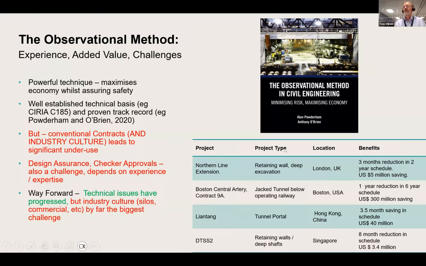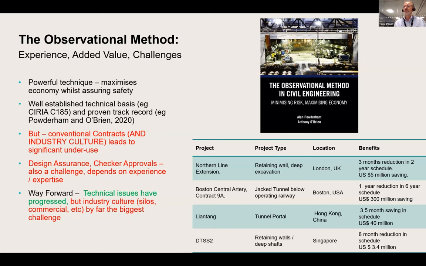There are two key issues which are closely related. One is that conventional contracts prevent the use of the observational method. It's not in anybody's commercial interest to use the observational method. Also, and maybe something far more subtle, is industry culture.